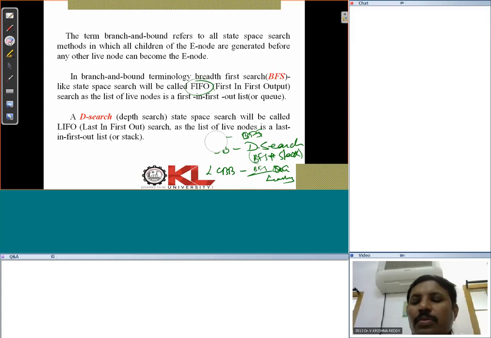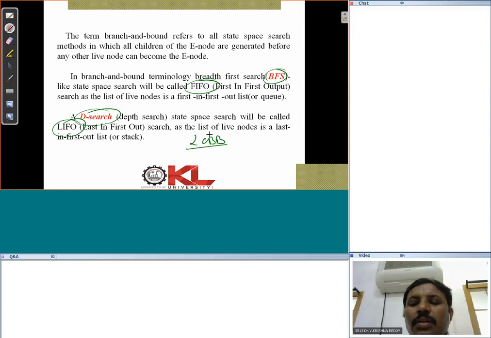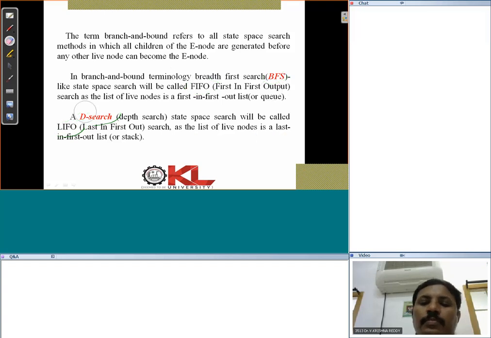The same explanation is available in this slide. Branch and bound refers to three types of techniques based on the selection method. Suppose we are using BFS in the background, that is called FIFO branch and bound. Suppose we are using D-search in the background for the branch and bound representation, that is called LIFO. And one more technique is there, that is called LCBB. Here we select the live node which contains the least cost. We will discuss it later with an example. With the least cost, that is called LCBB. So we are discussing three techniques with two examples here.